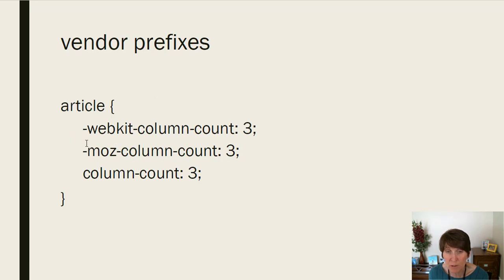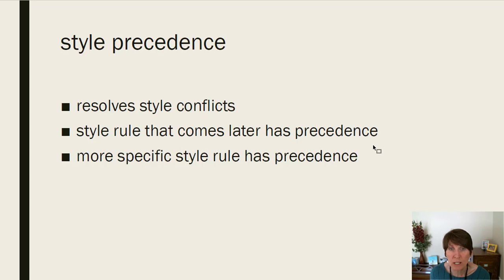This one has the MOZ prefix, and that is for Firefox. So then Firefox will see if it understands this column-count, and that will depend on which version of Firefox it is. If it's a version that understands column-count, then it will apply it. If it doesn't understand it, then it'll skip it. Then this last one is the general use, and that's if this browser understands the column-count. And if it does, it'll use it. If not, it won't.